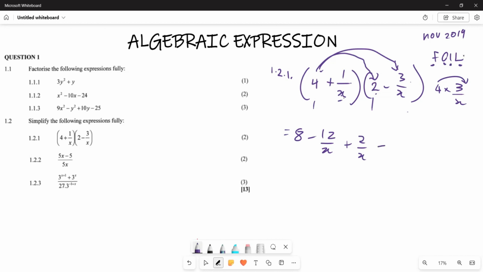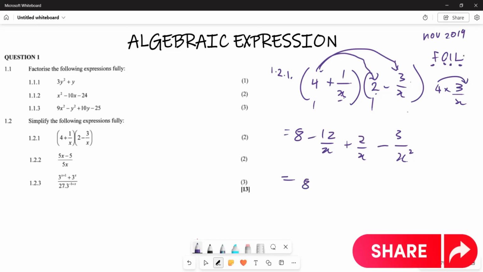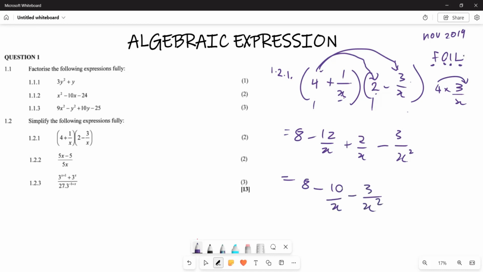And this is going to be the same as -3 over, over x squared. Okay. And when you are solving this, this is the same as -12 plus 2, which is going to give you -10. So this is going to be 8 subtract 10 over x, then subtract 3 over x squared. And then this is how you are going to solve this particular question. Then you are done. You are taking your marks.